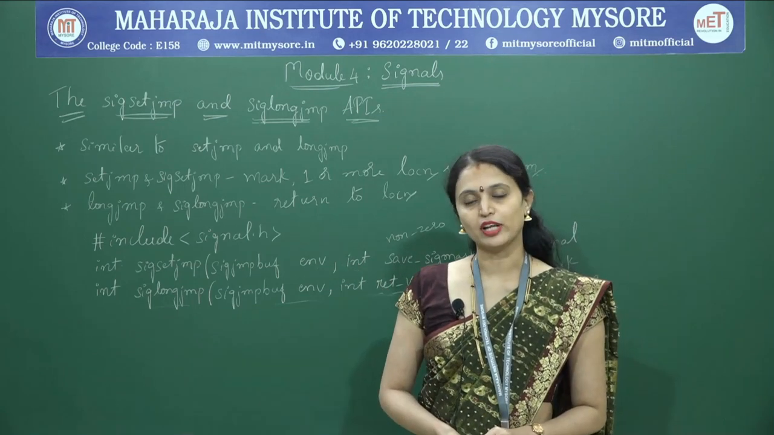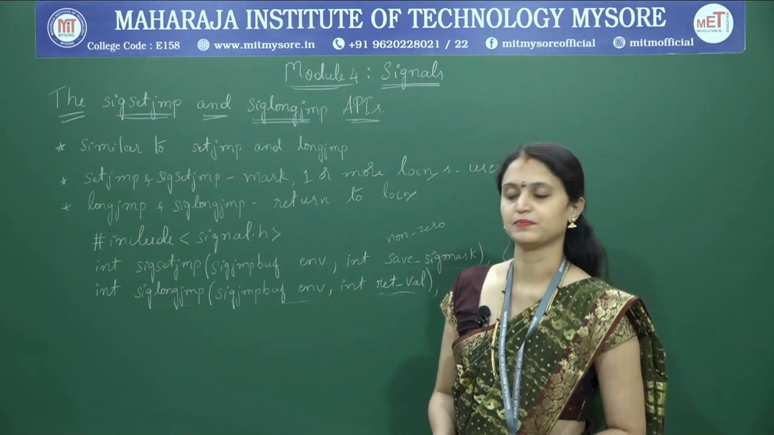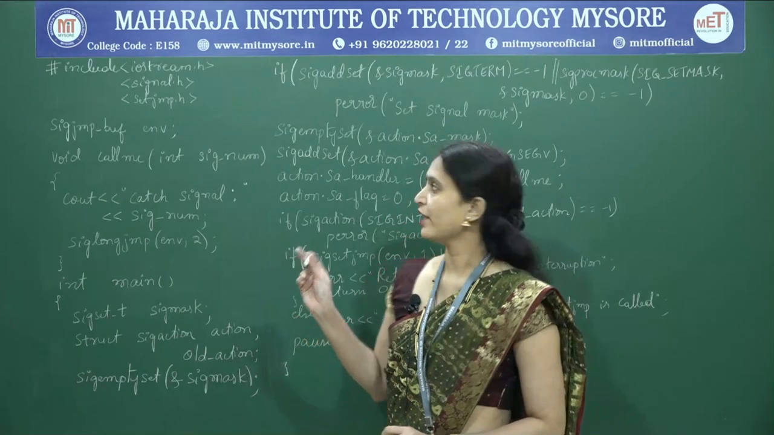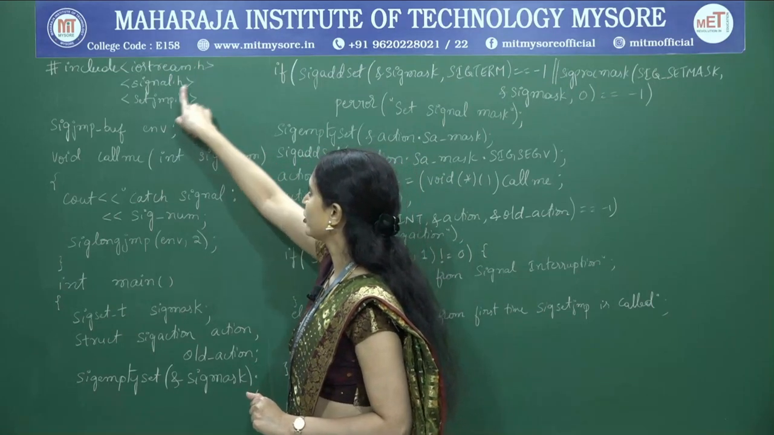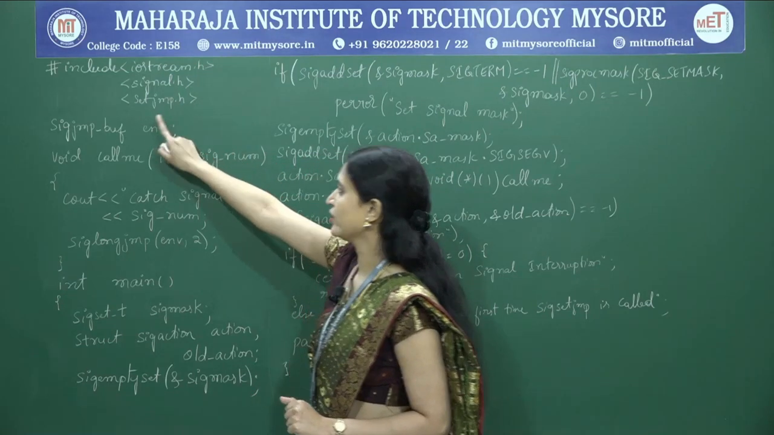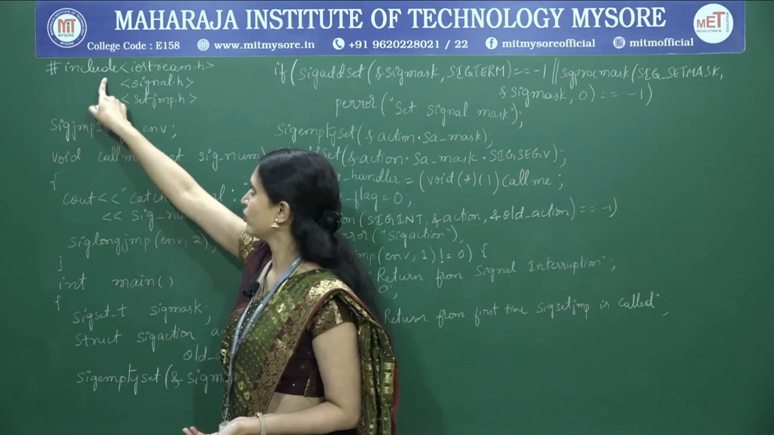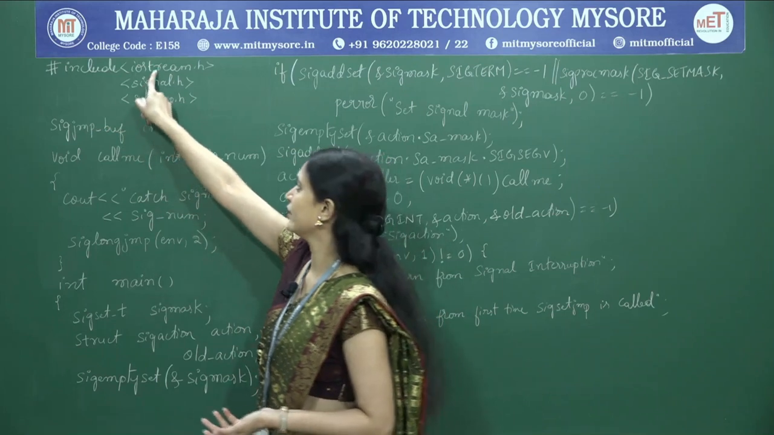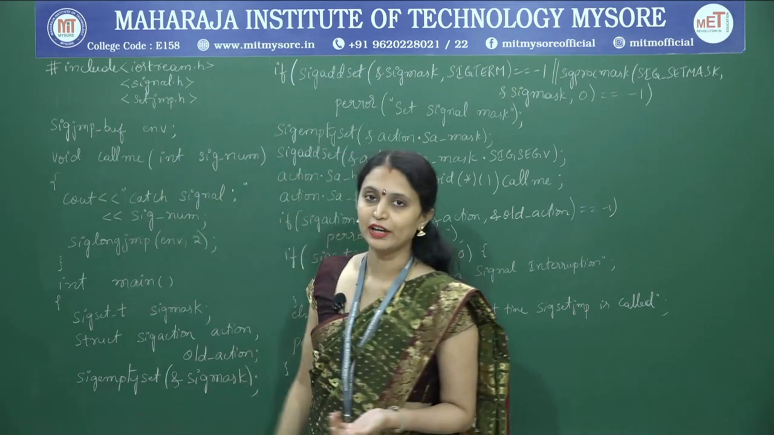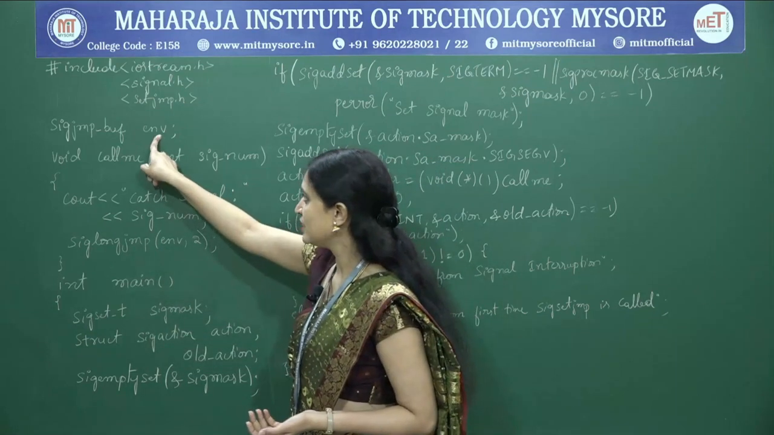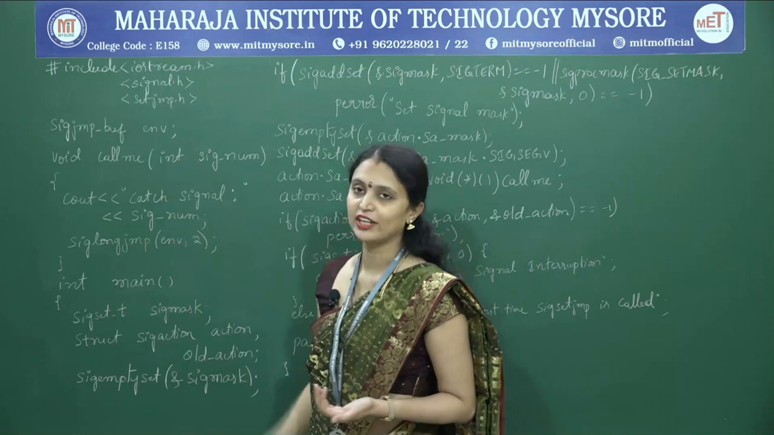Now let us write a program that illustrates the usage of these two APIs. This program has the include statements like iostream.h, signal.h and setjmp.h. Here I have not written hash include, anyway you already know how we can include the header files. And we have declared a global variable called env, which is of type sigjmp_buf. So this is a global variable.